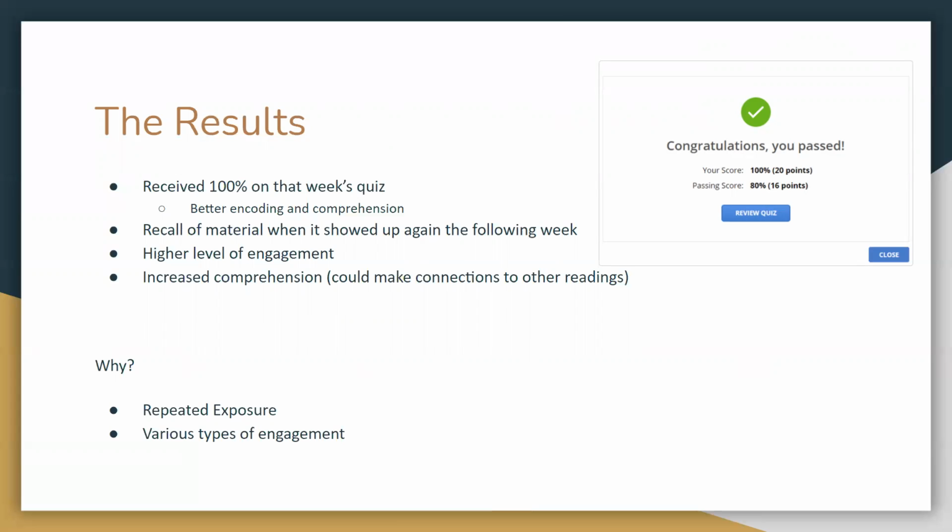I also just felt better about it. I felt like I was more engaged and I was more confident overall. And I think this was largely because I was exposed to it so many times and I engaged with it in so many different ways, like highlighting and taking notes and then asking myself questions at the end.